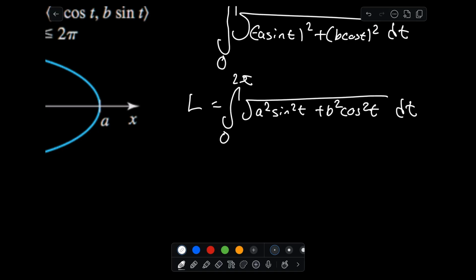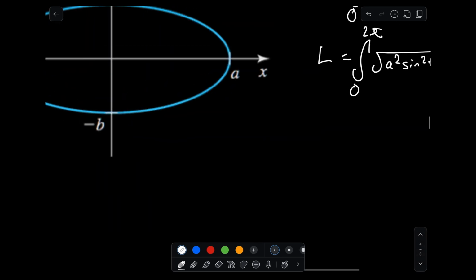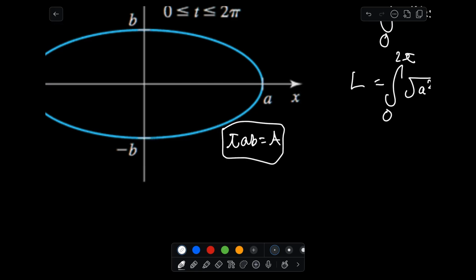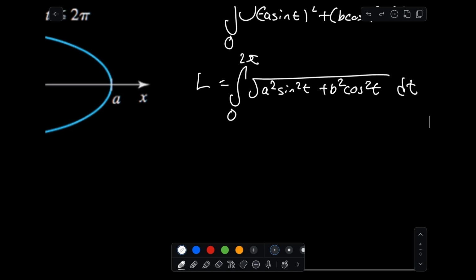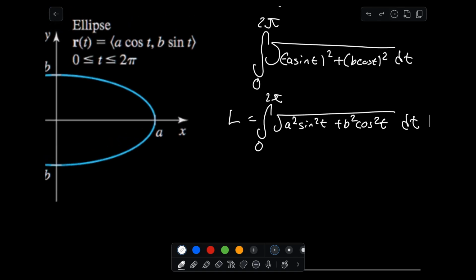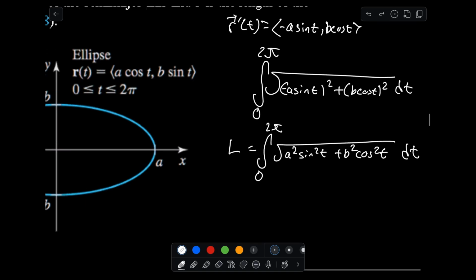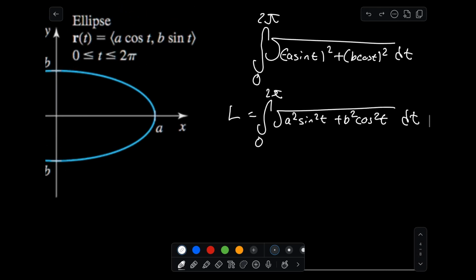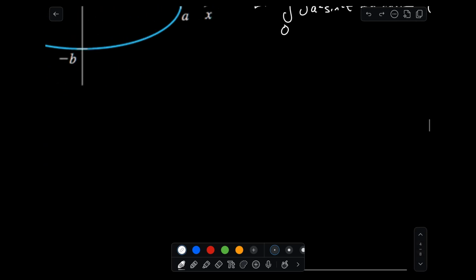And this is how you would solve for the arc length of an ellipse. The area of an ellipse is still going to be πab. That's not going to change. The arc length will. So that's a cool thing you can learn. If you ever ask your teacher why can't you do it, this is the reason why.